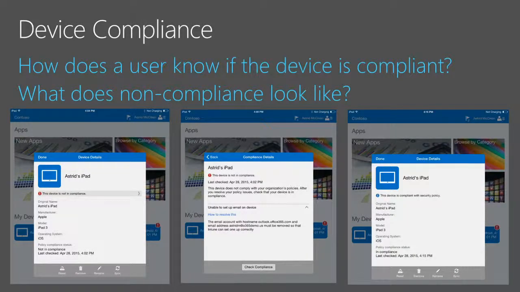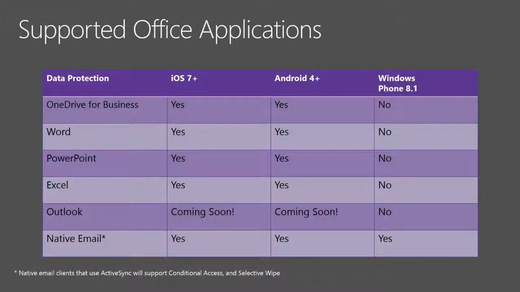I showed you what it looks like to be compliant and everything's happy and all the policies came down. But if your device does go out of compliance at some point, the user will be notified of the issue. They'll be directed to the company portal to find out more information and how to resolve it. Once you take care of that and hit check compliance, you'll be up and running again quickly. Now I'm going to hand it back to Astrid, and she's going to talk about all the different supported Office applications and go into more details about the architecture and the services behind what you just saw.